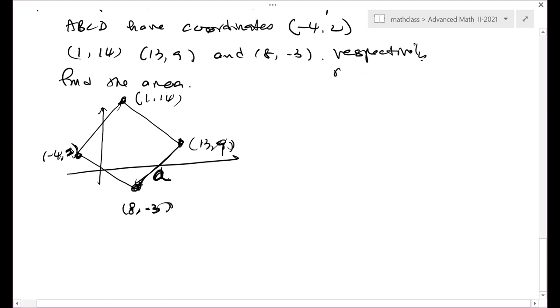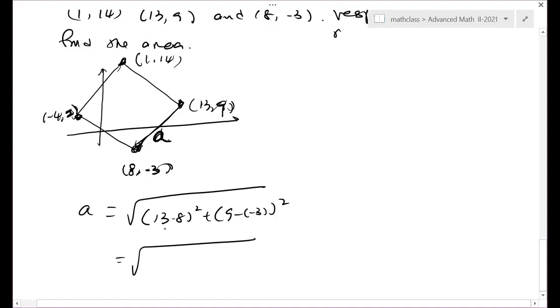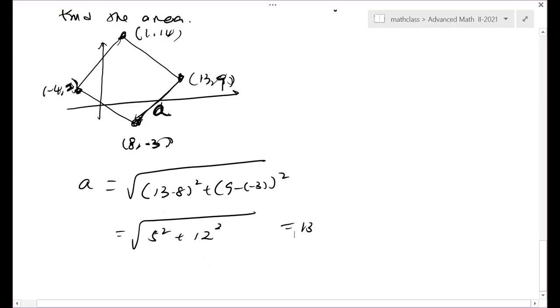So the distance between these two is going to be the difference of the x coordinates and the difference of the y coordinates. That is going to be 5 squared and that is going to be 12 squared. 5 squared plus 12 squared together is going to be 13 squared. So that's why it's 13. The edge length is actually 13. But if you don't believe that, double check it. Maybe it's not a square, right?